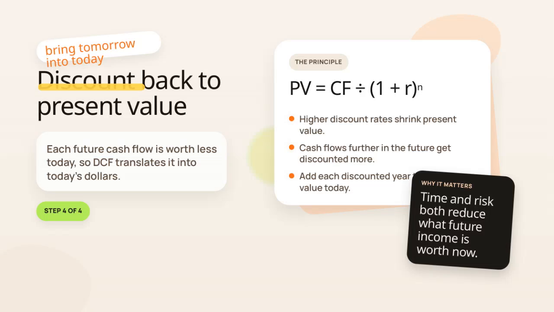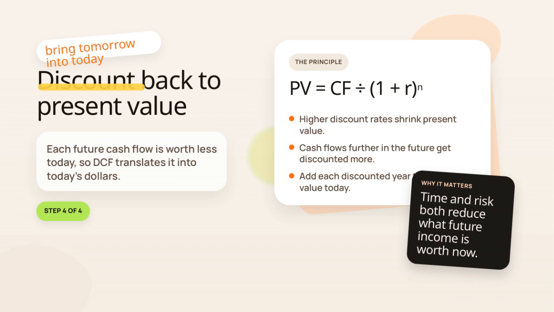Now, let's talk about discounting back to present value, which is the final step in the discounted cash flow process. Essentially, each future cash flow is worth less today because of time and risk factors. So DCF translates those future amounts into today's dollars.